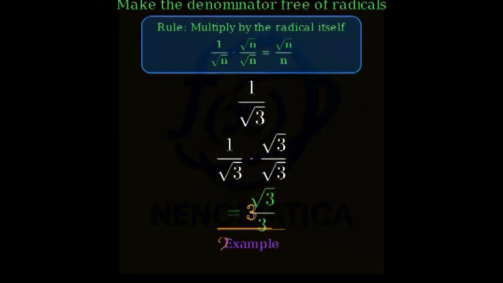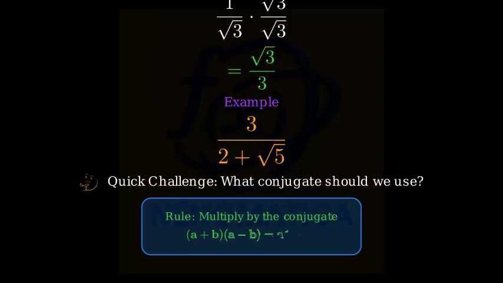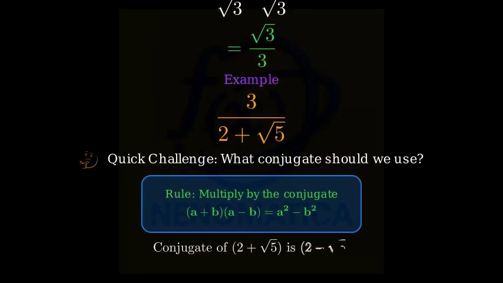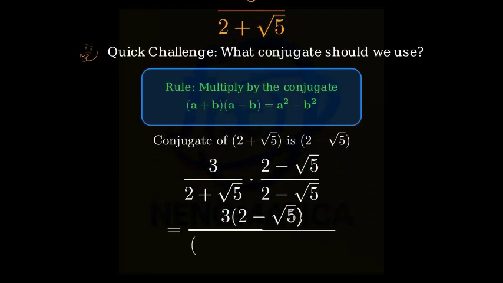Now for the classic case, a binomial denominator. We will rationalize the fraction 3 over 2 plus square root of 5. To remove a radical from a binomial denominator, multiply by the conjugate. For a plus b, the conjugate is a minus b. Here, the conjugate of 2 plus square root of 5 is 2 minus square root of 5. Multiply the fraction by the conjugate over itself.